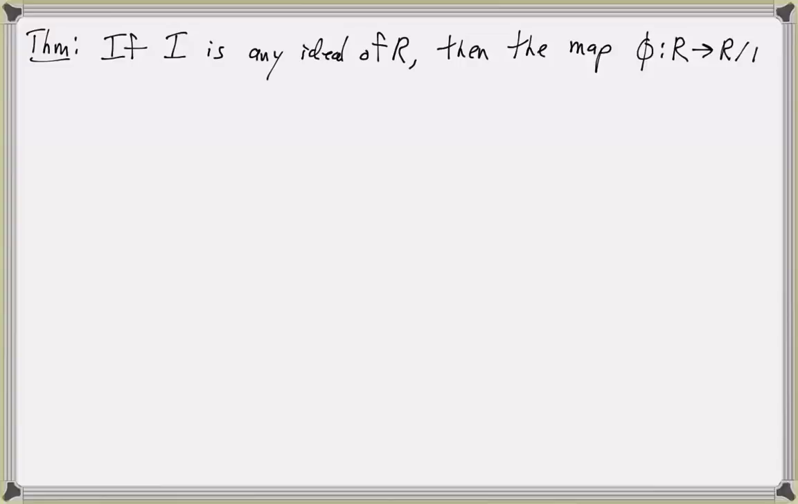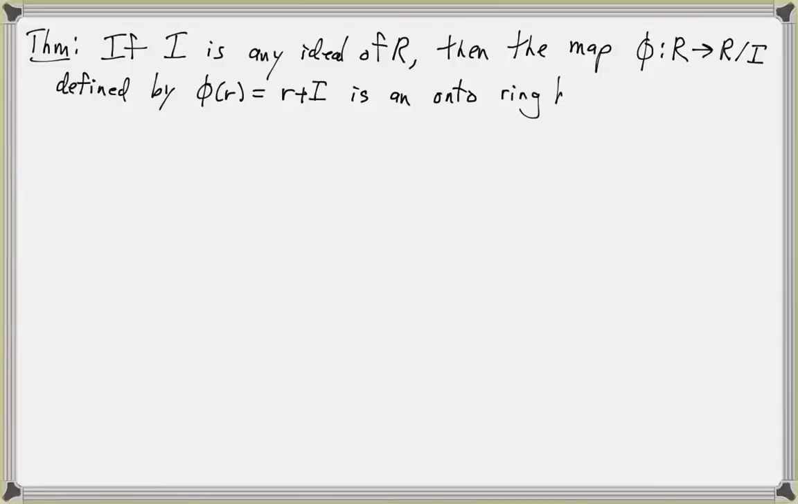So if I is any ideal of ring R, then the map phi from R to the factor ring R mod I defined by phi of R equals the coset R plus I is an onto ring homomorphism with the kernel of phi equal to I. And this homomorphism is called the natural projection of R onto R mod I.